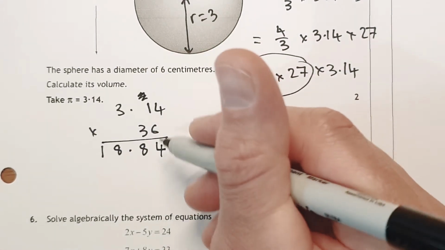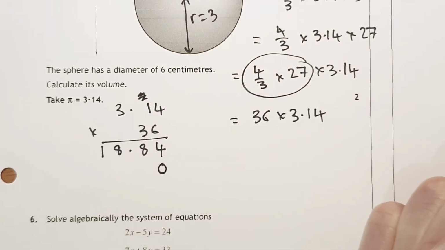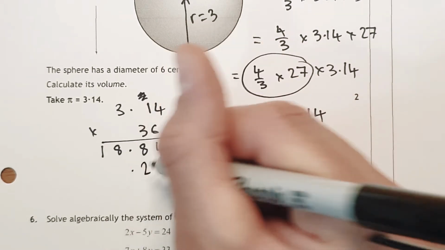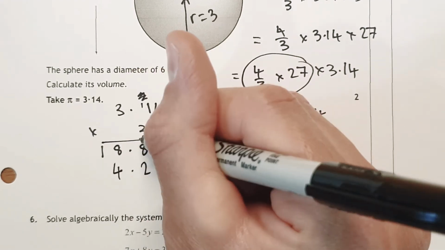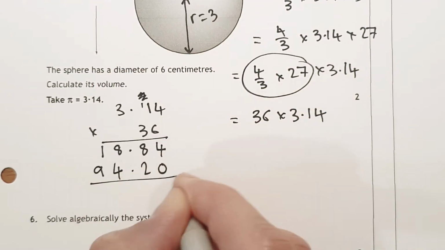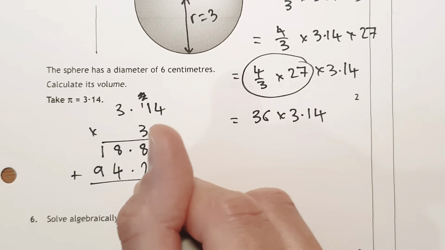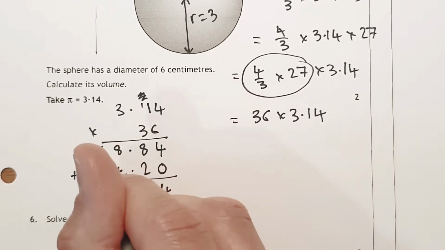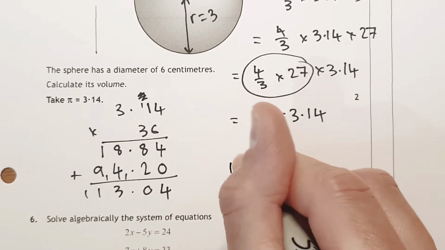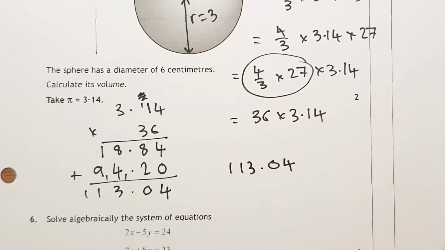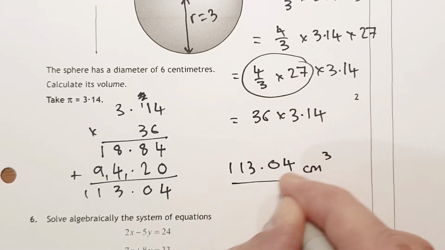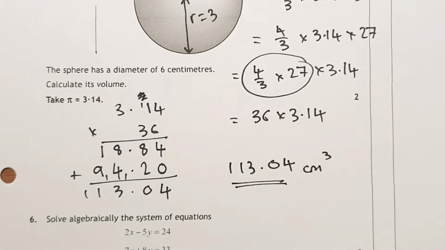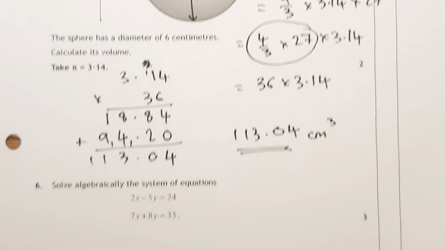I'm going to times by 30 now. So I'm going to put down a 0 and then times by 3, making sure I've got my decimal point in the right place. 3 4s are 12. 2 carry the 1. 3 1s are 3. 3 and 1 is 4. 3 3s are 9. You add your two answers together and you get 113.04. Now it's in centimetres, the diameter, so it's going to be cubic centimetres for your volume. And it doesn't tell you anything about rounding, so we'll just leave it at that.